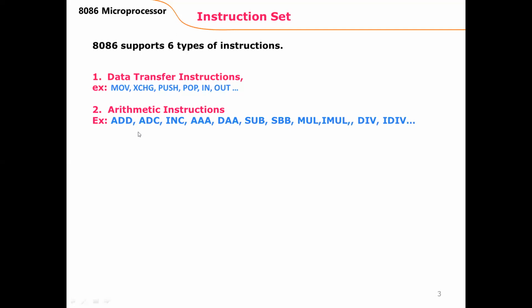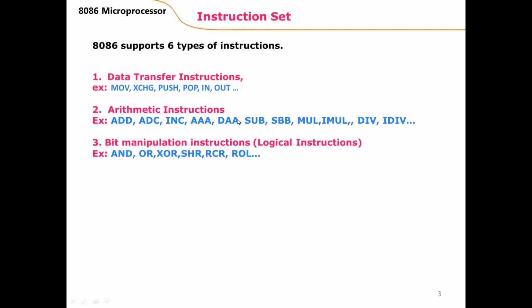Now, what is the basic difference between data transfer and arithmetic instructions? In data transfer instructions, there is no effect on flag status. But in arithmetic instructions, after the desired operation, the contents of the flags are set or reset as per the result.